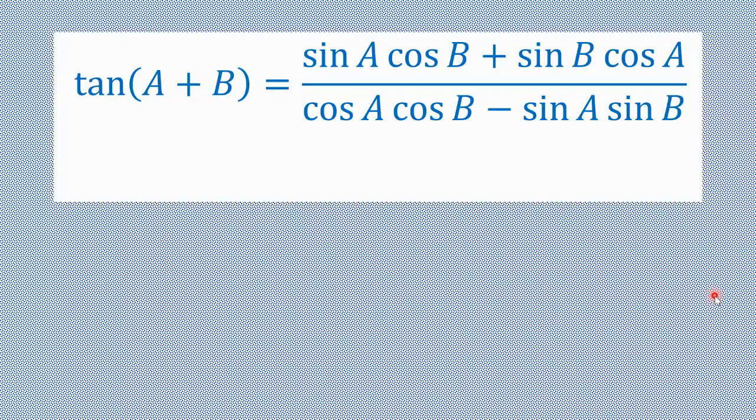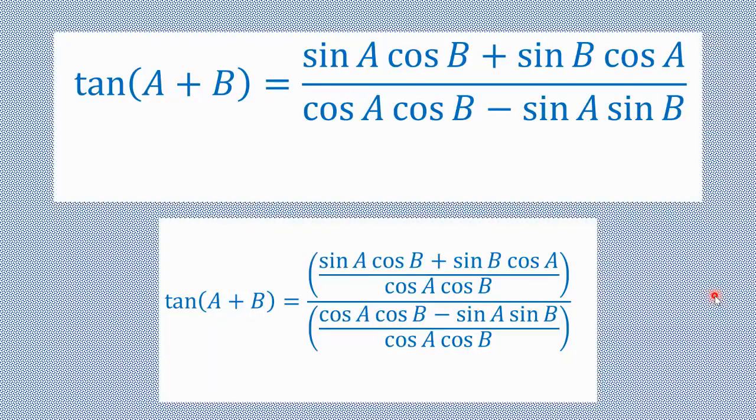Now this is a perfectly acceptable identity for tan of A plus B. However, maybe we want to write it in terms of tan. Maybe we want to make it look a bit simpler. So to do that, a little trick, we can divide the top and the bottom both by cos A cos B. Of course, we're allowed to do that with fractions because, going back to a more simple answer, if we took 6/8, we'd be allowed to simplify that to 3/4 by dividing the top and bottom by 2. But we are dividing by cos A, cos B to get this.